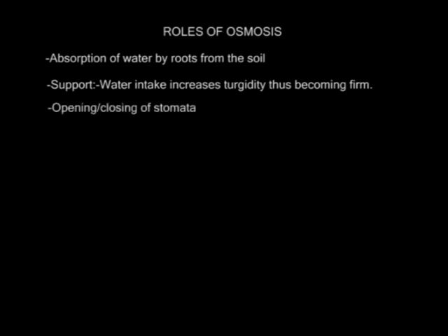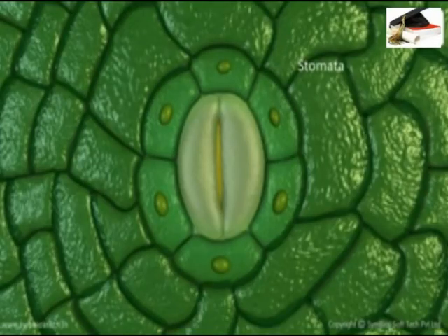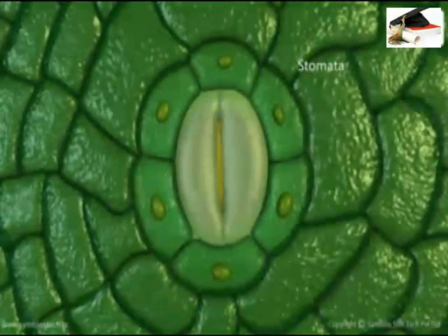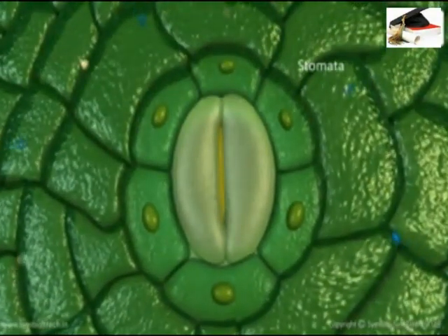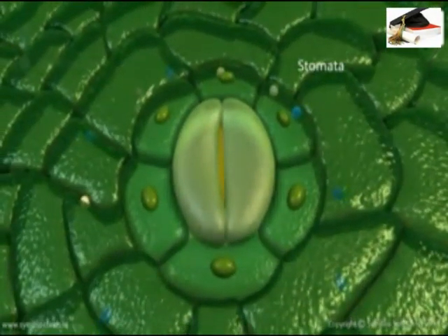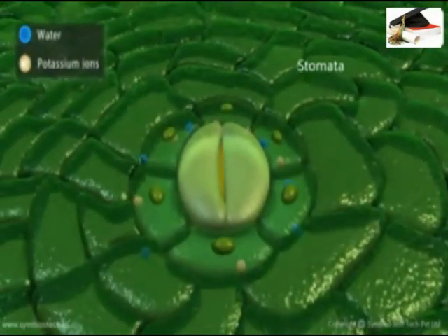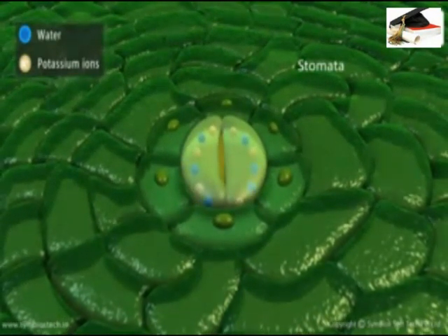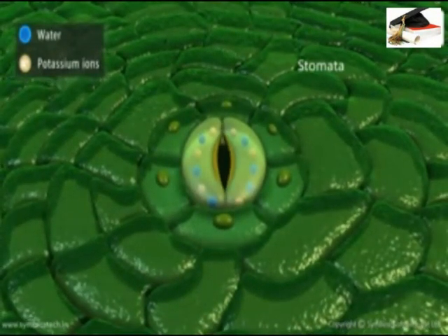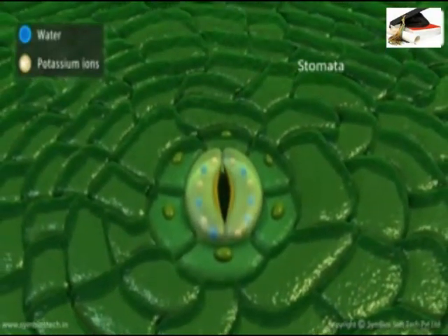Opening and closing of stomata. Guard cells synthesize glucose through the process of photosynthesis in the presence of light. As glucose accumulates in the guard cells, their osmotic pressure increases, and this enables them to draw water from adjacent cells by osmosis. This action results in the guard cells becoming turgid, causing the opening of stomata.